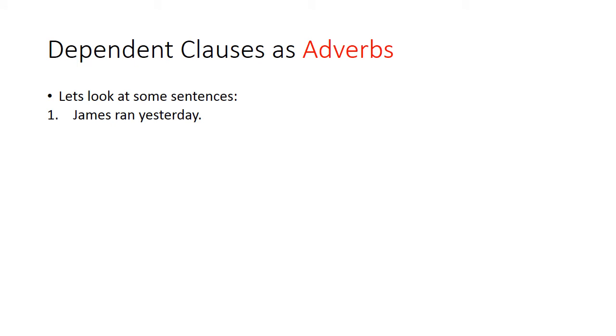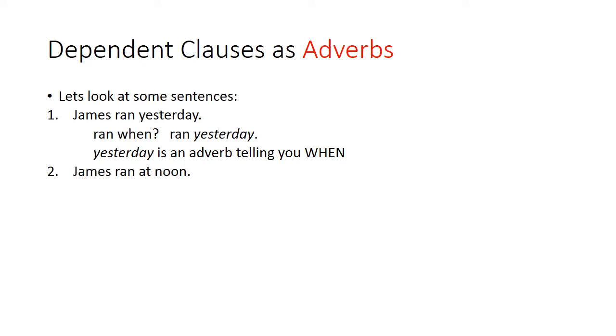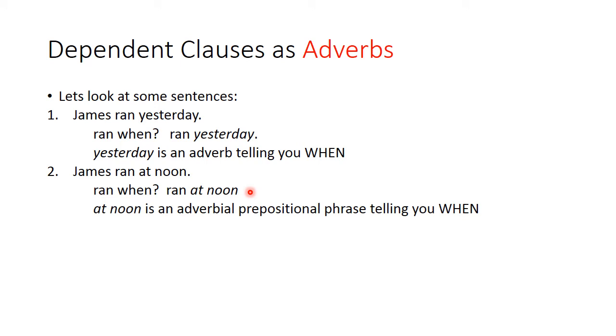Okay, look at this sentence. James ran yesterday. Ran when? Ran yesterday. You know that when is an adverb question, so yesterday is an adverb. James ran at noon. James ran when? At noon. Again, that is a prepositional phrase with at being the preposition and noon being the object of the preposition. It's answering an adverb question, so it is an adverbial prepositional phrase telling you when. At noon is telling you when. It is an adverbial prepositional phrase.